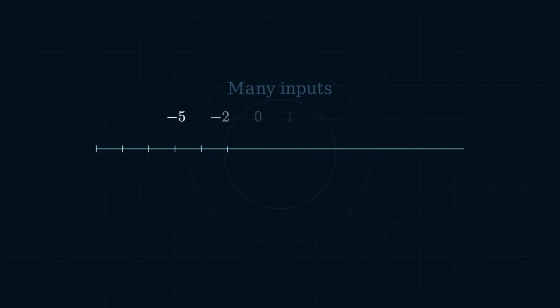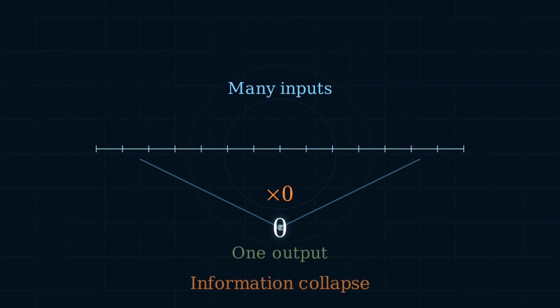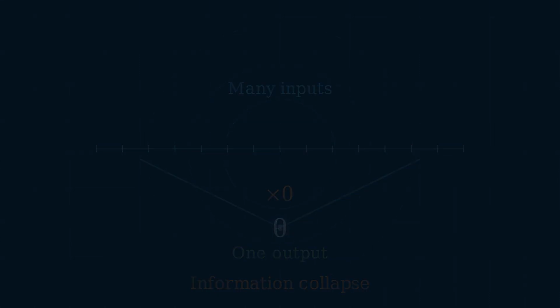Multiplication by 0 sends every number to the same place. 1 times 0 is 0, 5 times 0 is 0, negative 100 times 0 is 0, even pi times 0 is 0. All the differences disappear. The input could have been anything, but after multiplying by 0, the output is always the same. 0 does not preserve information, it collapses it, and once that information has collapsed, ordinary division cannot reverse it.